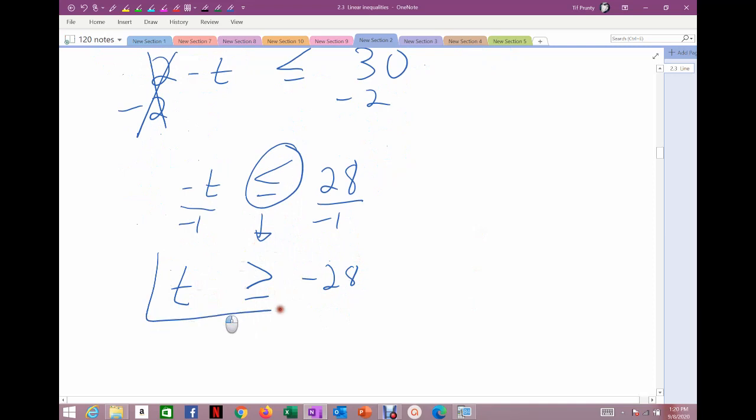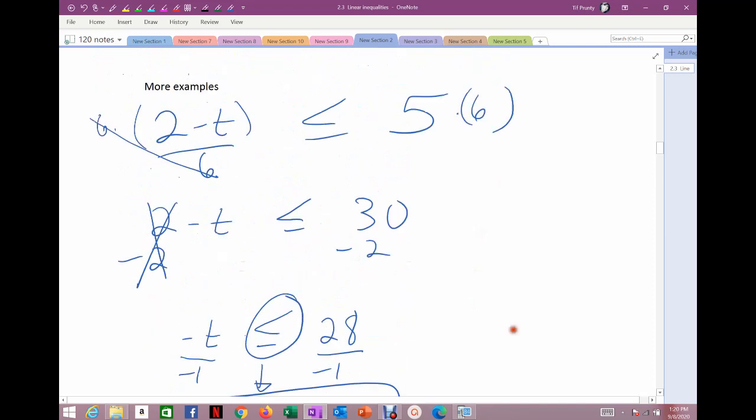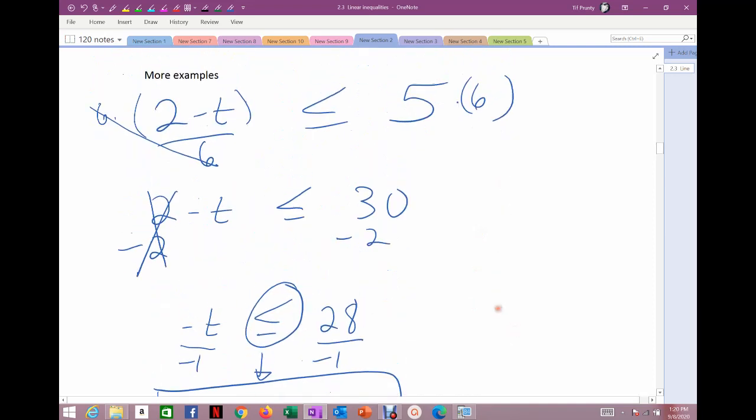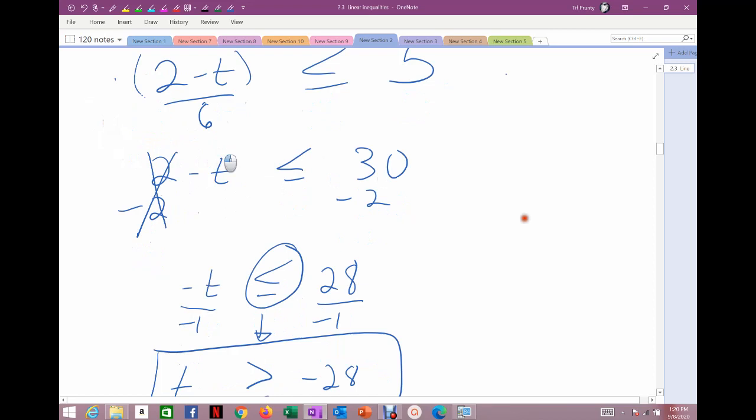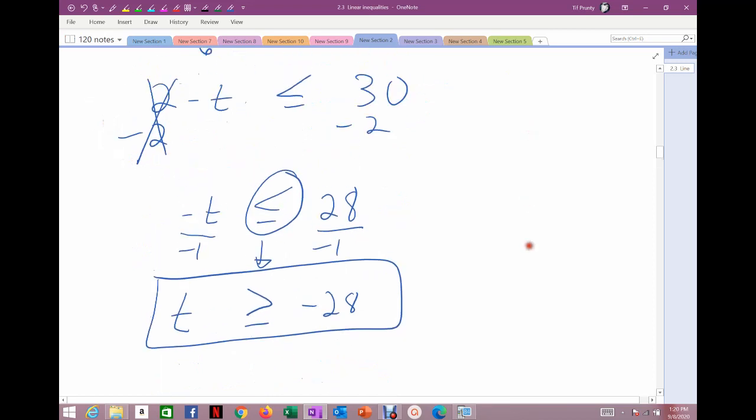You can always check your answer if you're worried you didn't do it right. If I go back and sort of erase what I had here in the original, pick something that's greater than negative 28.